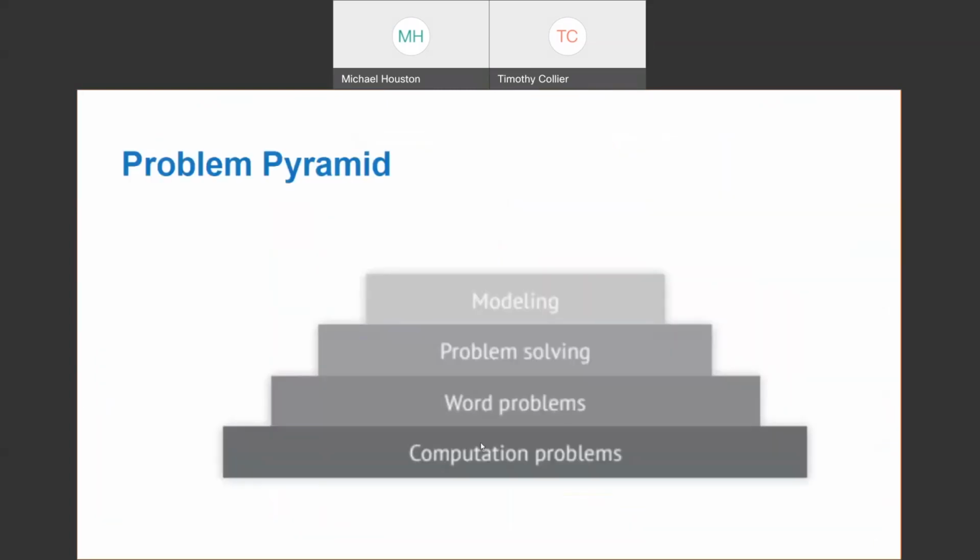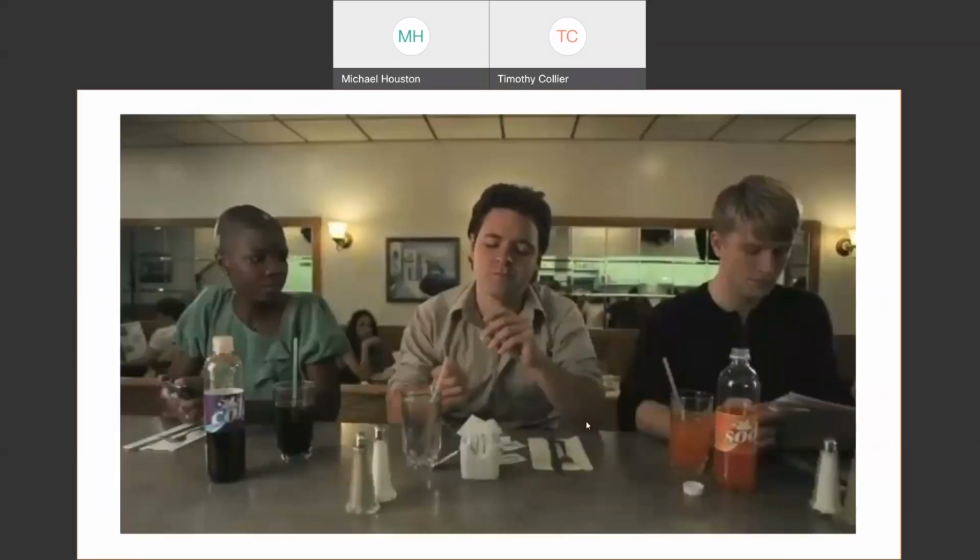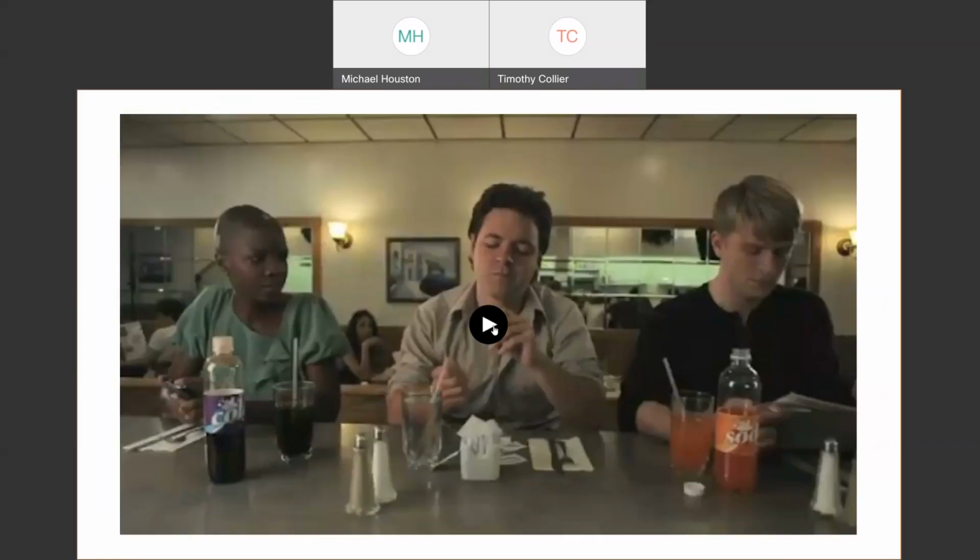So modeling is sort of at the top of the pyramid of problems. We all started in elementary school doing computation and counting, some word problems. To be honest, in my own classes, I probably hope to get to problem solving, but we've gotten lofty, Tracy. We're going to model. Yes, we are. Let's take 38 seconds and look at a hook to get kids to model.